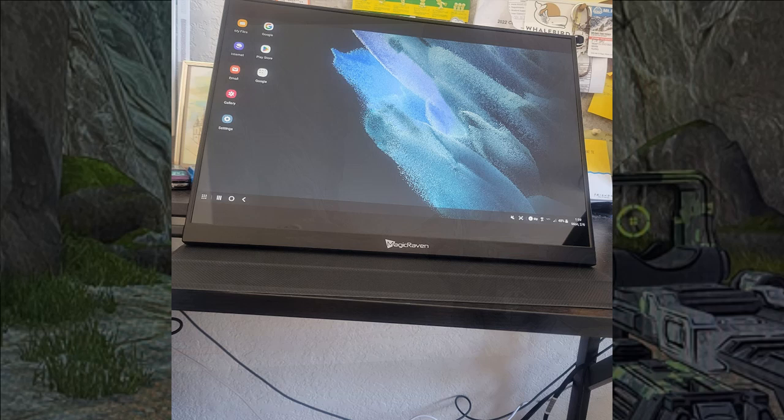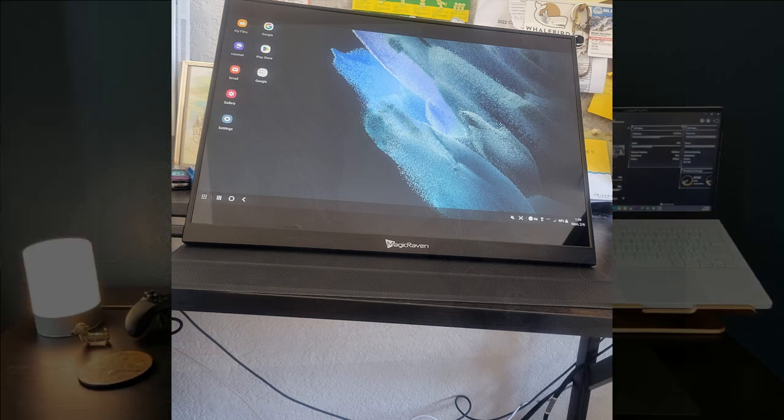Despite this issue, the reviewer appreciates the monitor's overall performance and value, making it a worthwhile addition to their workstation. The monitor's compatibility with Mac computers, coupled with its affordability, makes it a practical choice for those looking to enhance their productivity.